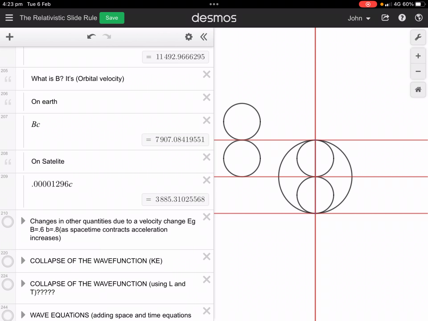So in other words, if there was no air, something could go whizzing around at about 8,000 meters per second. It would orbit and stay up there. But the satellite only has to be traveling at about 3,800 meters per second to stay up there, which is the B value times C. Yeah, that'll do.